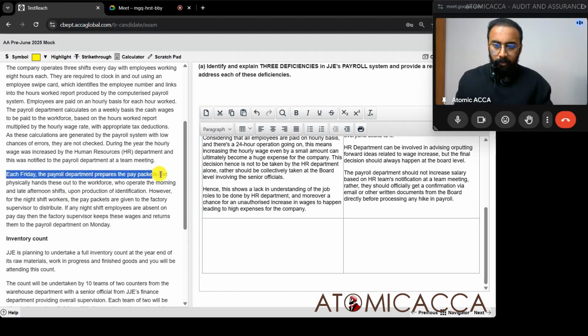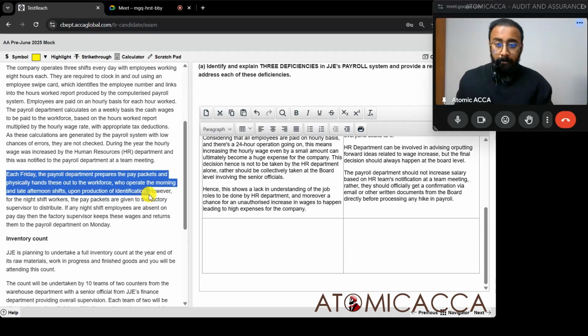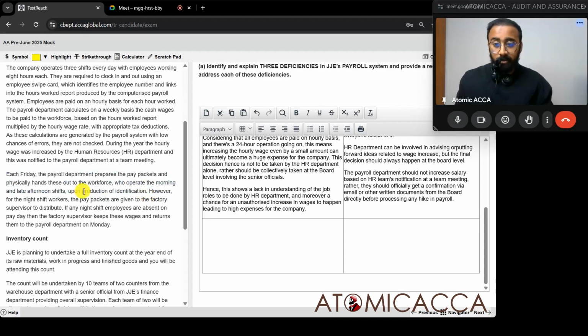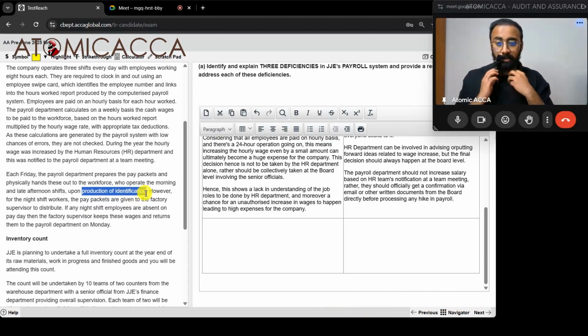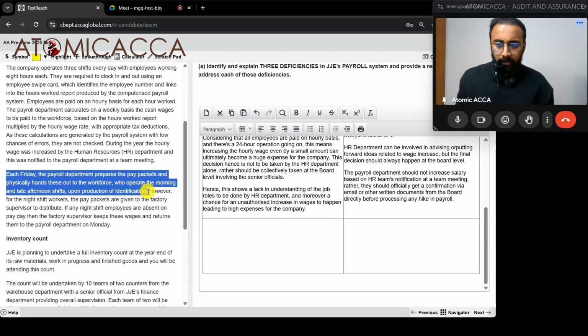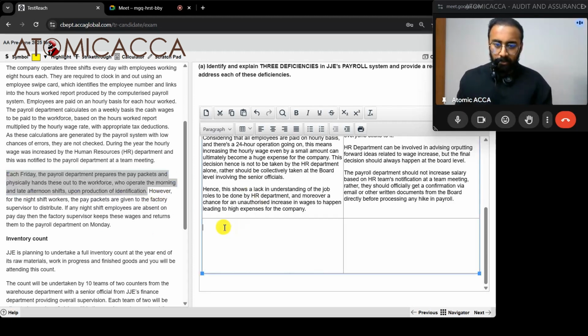Each Friday, the payroll department prepares the pay packet and physically hands it out to the workforce who operate the morning and late night shift upon production of identification. Okay, this probably means that employees have to give their identity cards or something, only then they are being paid. So the employees are being paid correctly, so that is not a problem over here. Production of identification is fine, but we can say that the pay packet doesn't look right over here.